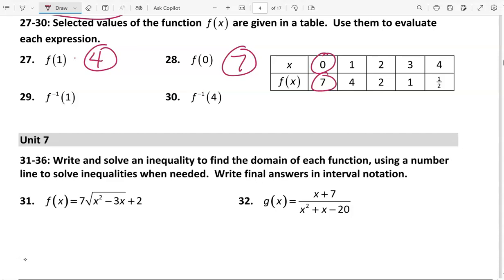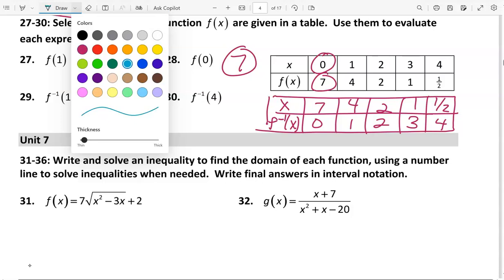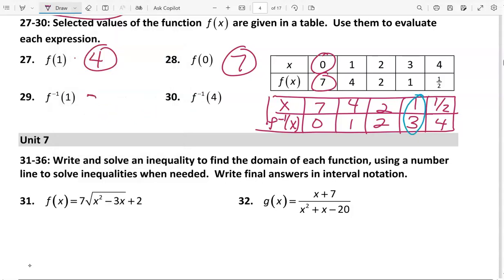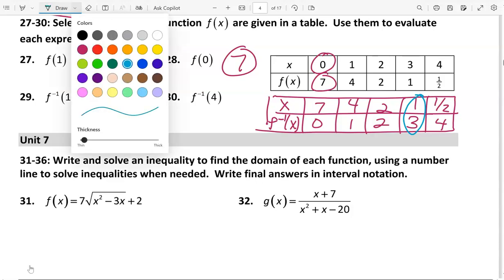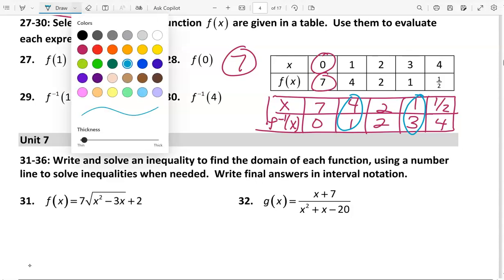If we're finding the value of f inverse, we can create a new table where we swap x and y. So f inverse of 1 is the value of f inverse when x is equal to 1, which is 3. F inverse of 4 is the y value of f inverse when x is equal to 4, which is 1.